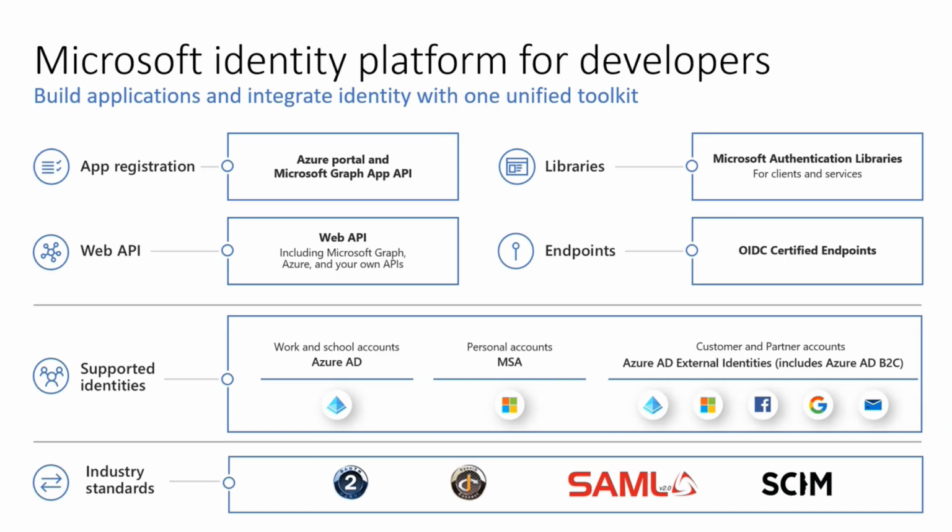It's how you build applications and integrate identity with one unified toolkit. The platform helps you build applications to sign in users and access resources in external applications such as Microsoft Office 365, the Azure portal, and thousands of other software as a service applications. It also helps you access internal resources, such as apps on your corporate network and intranet, along with any cloud apps developed by your own organization.